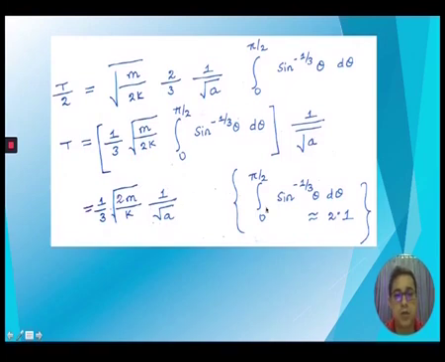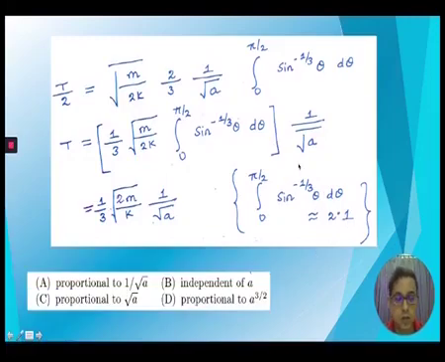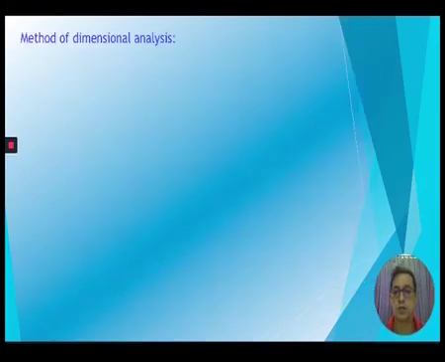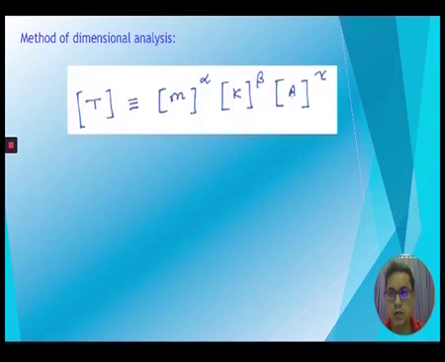In fact, if you numerically solve it, which is not needed, this integration would turn out to be 2.1. So the correct option would turn out to be A. This problem looks very, very difficult, but it is very easily solved if you just apply dimensional analysis. That can be done trivially.